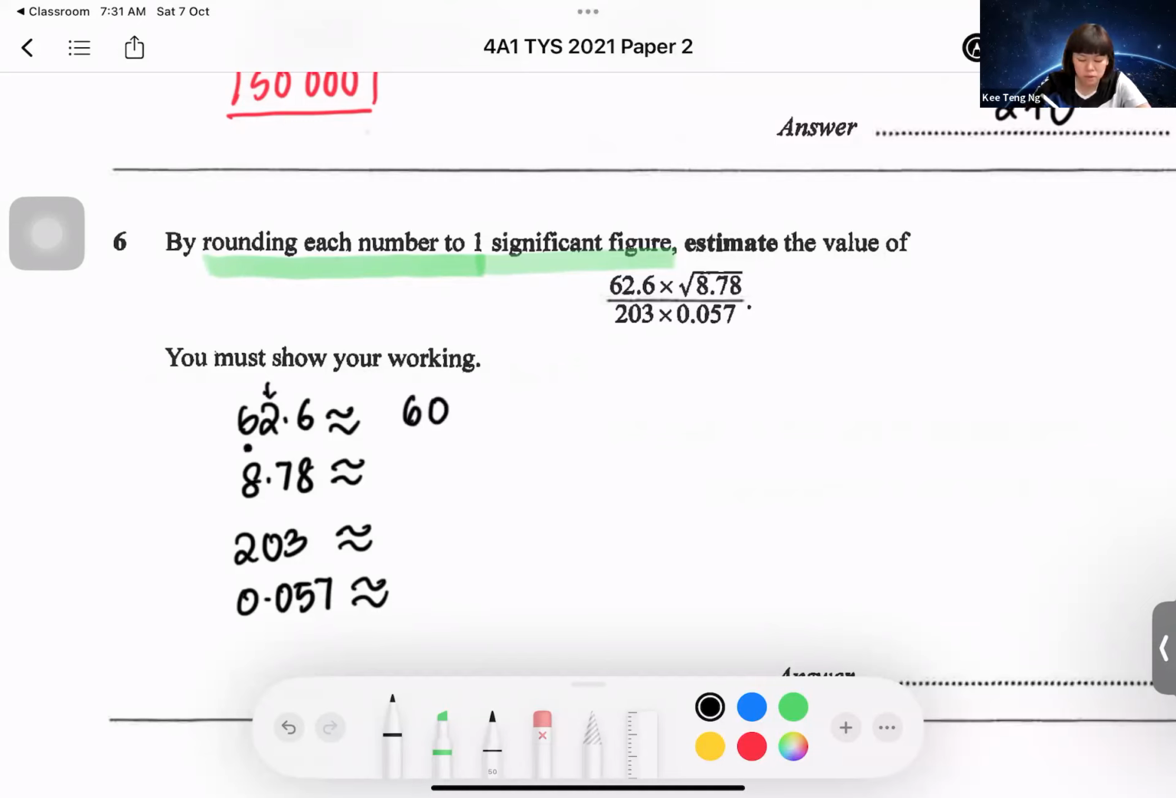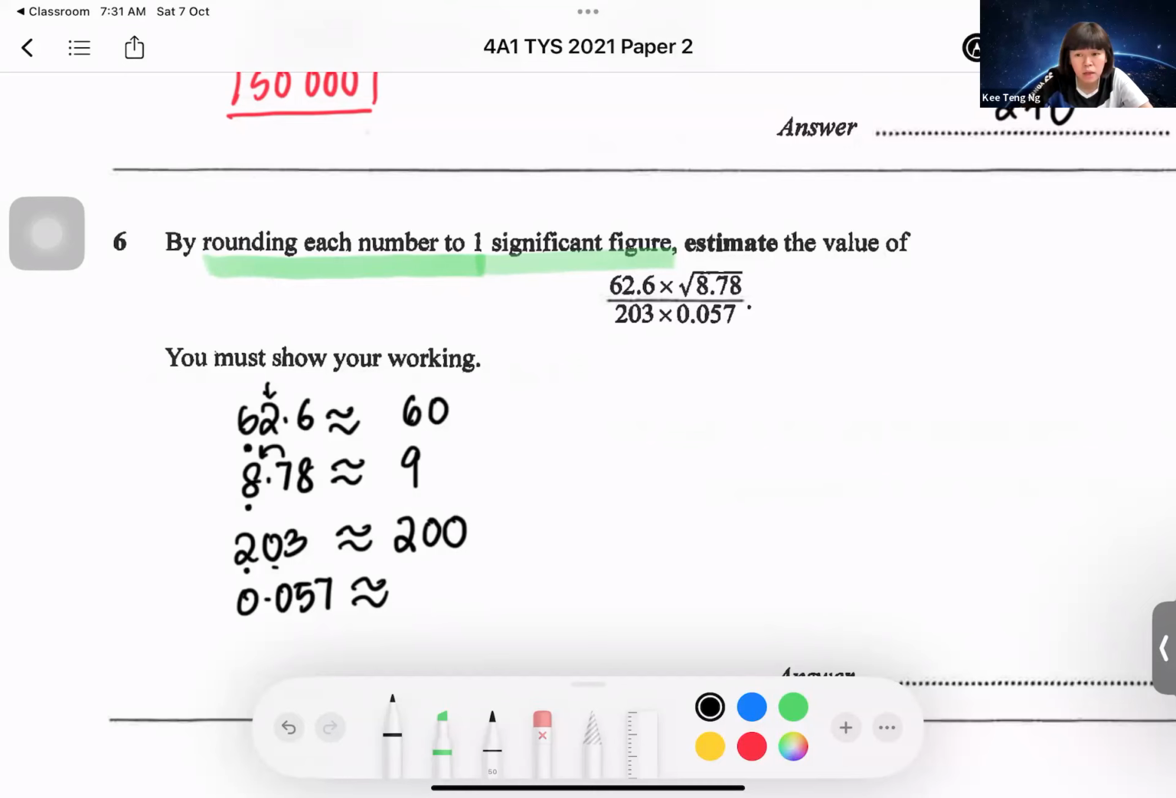Next one, the first sig fig is here, the non-zero number. Round up, this one becomes 9. Next one, the first non-zero number is at 2. This is 0, cannot round up, so it will be 2. But this is 200, so we need to add zeros to make it the correct place value.